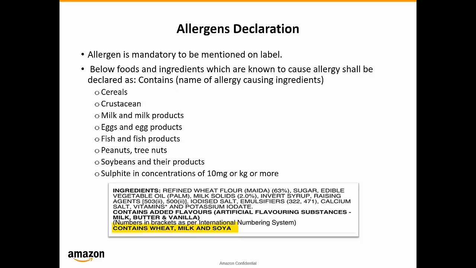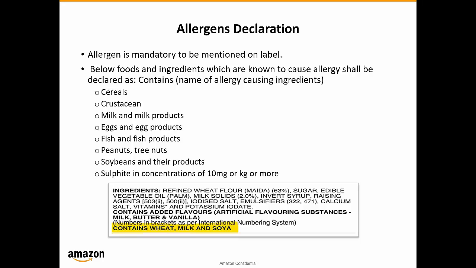Now, there are a total of 8 allergens which are categorized, wherein it is mandatory to give allergen information. So if an allergen is present in the ingredient, it should start with the prefix which says contains. For example, if you talk about cereal, it should be written as contains cereal if it has wheat. If the product has milk and milk product, it should say contains milk and milk product.